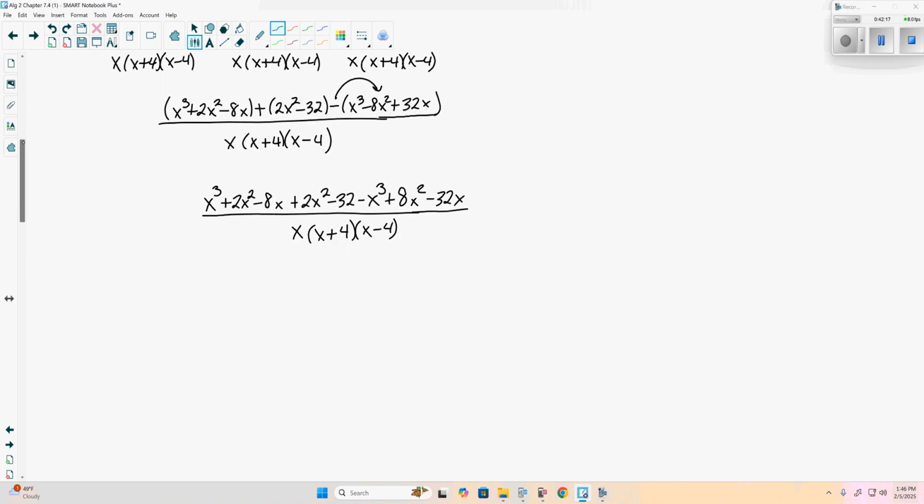Questions on this here? We do have a lot of terms on top. We're going to combine like terms. I always start with the variable with the biggest exponent. X cubed minus x cubed is 0. There, gone.